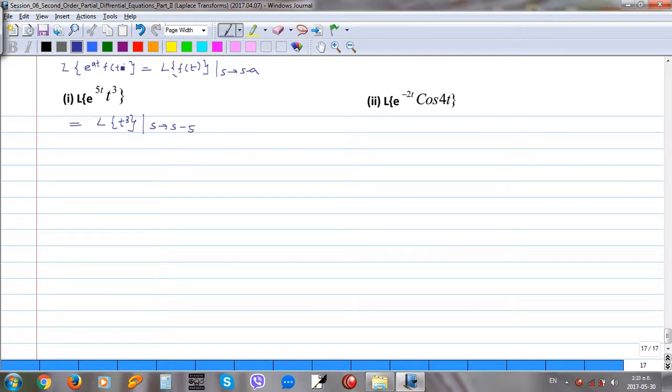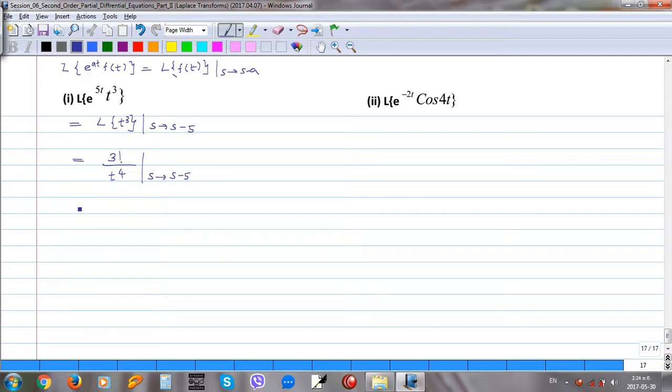So if it is in that form, e^(at) times f(t), then you can write L{f(t)} only, but s goes to s minus a. Here a is 5, so s goes to s minus 5. Then you can do the simplification. So if t to the power 3 is given, you can write factorial 3 over s to the power 4. But s goes to s minus 5, no?